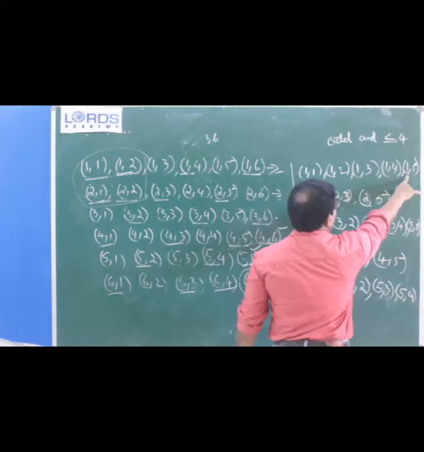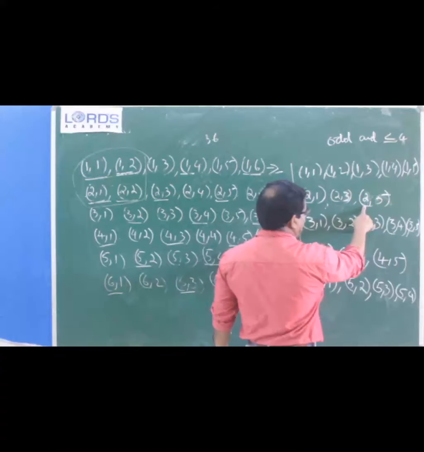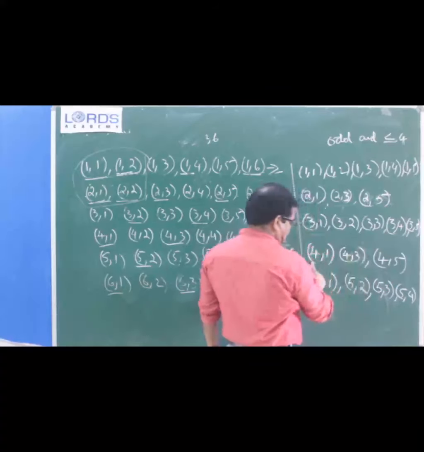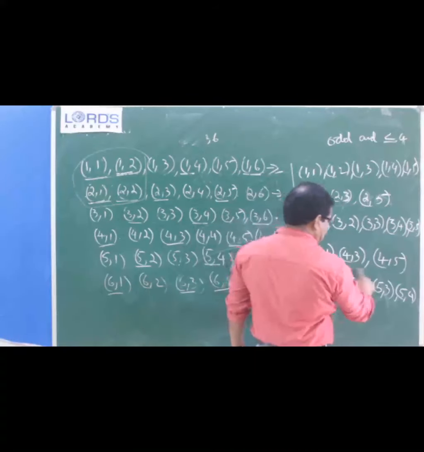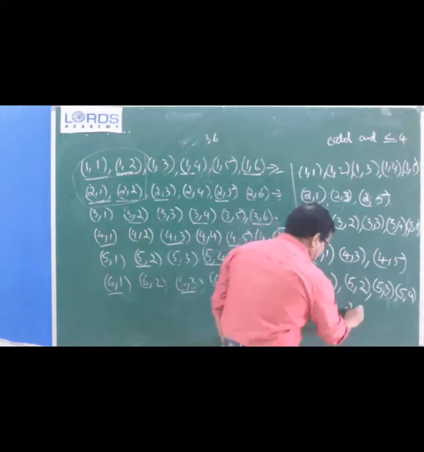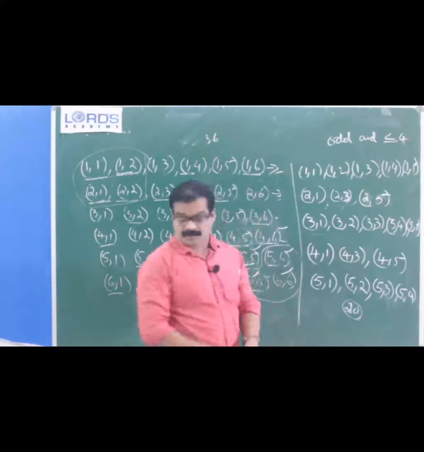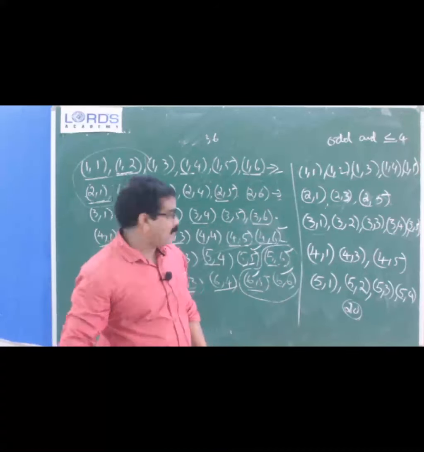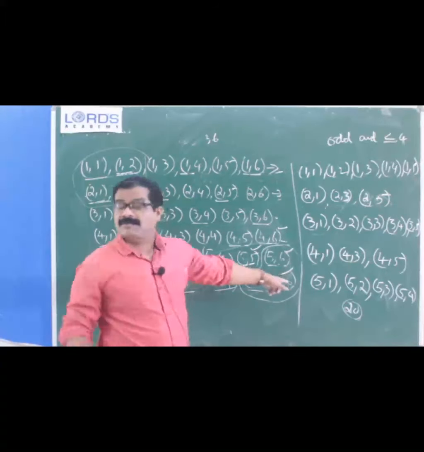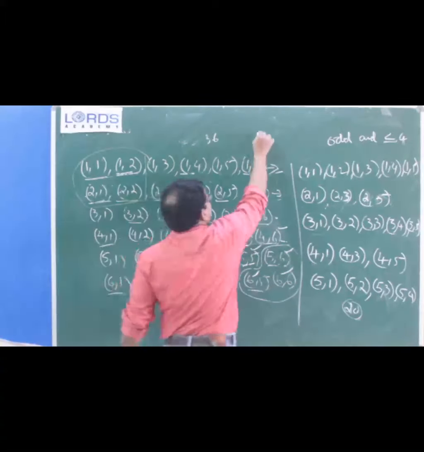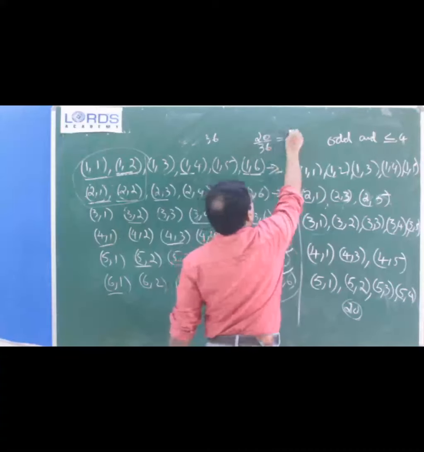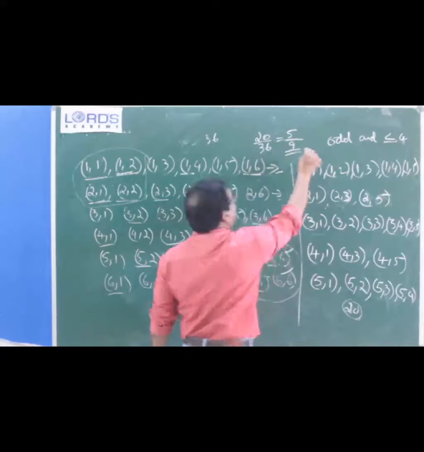Then what will be the number of favorable cases there? Here 5, 3, 5 plus 3 is 8, 8 plus 5 is 13, 13 plus 3 is 16, 16 plus 4 is 20. Number of favorable cases is 20. Therefore, the probability of getting that should be 20 by 36, that is equal to 5 by 9. You will get 5 by 9 as the answer.